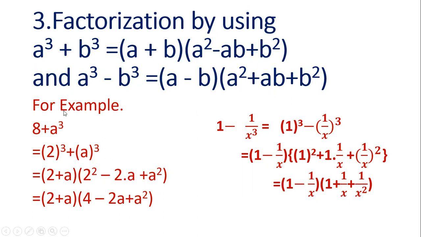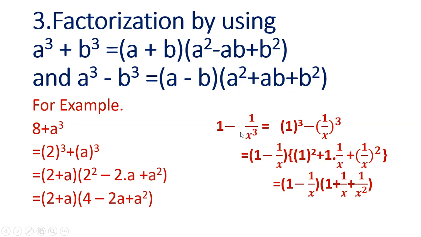If you see the example here, 8 plus a cube is given. So we have to apply the formula a cube plus b cube for this case, because 8 can be further written as 2 to the power 3. And this a cube is as it is. When you apply the a cube plus b cube formula, a plus b, a square minus ab plus b square, the square of 2 will give 4, and 2 times a is 2a only. So this 2 will act like a and this a will act like b. Okay, so a cube plus b cube, do not be confused.